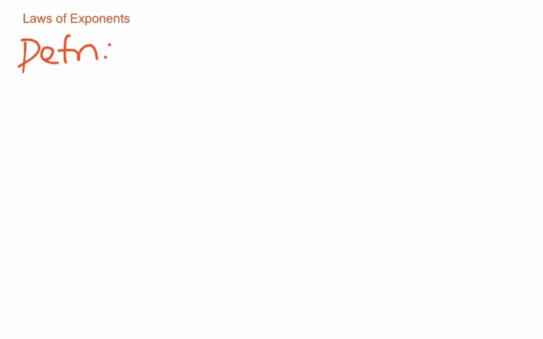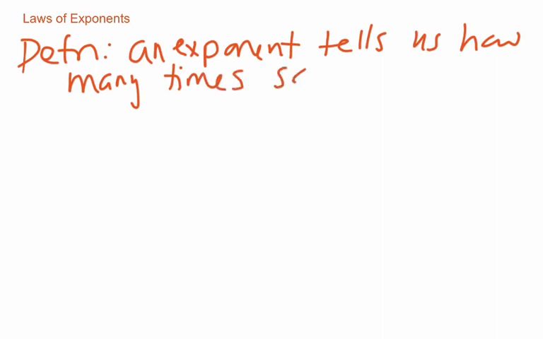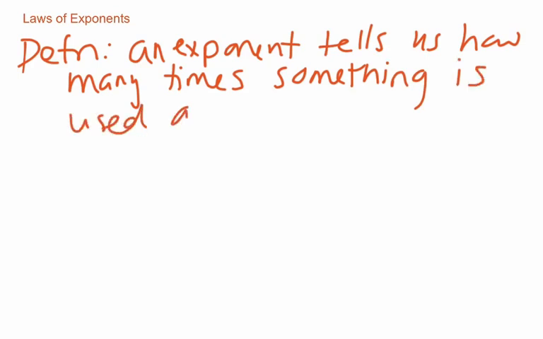And I actually had to modify this before because students would call me on it. An exponent, okay, tells us how many times something is used as a factor. So how many times something, it could be a number or a variable or some combination, is used as a factor. And of course, factors are things that are multiplied.